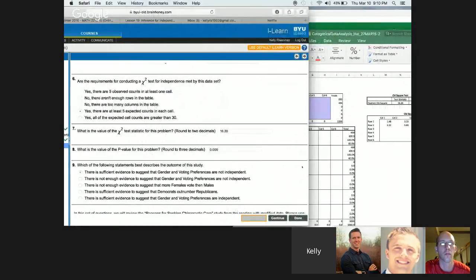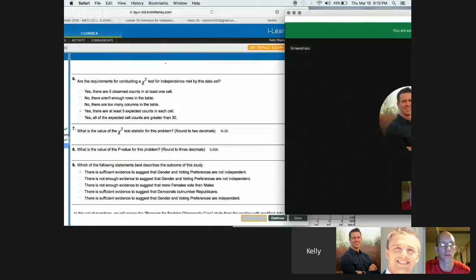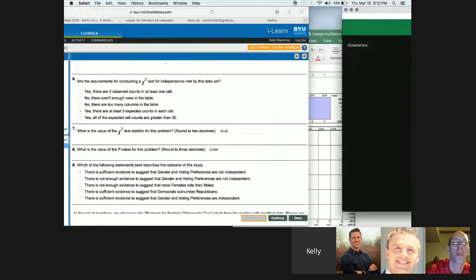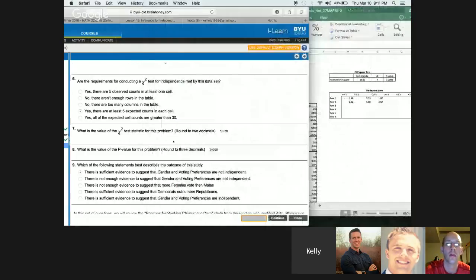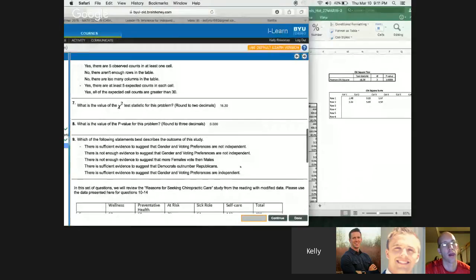What is the value of the test statistic for the problem? I got 16.2. And you just got that from using the spreadsheet? Yeah, 16.20 to two decimal places. And then the p-value is 0.000. You have to have a leading zero though, so you've got to give 0.000. If we were going to 4 decimals, you'd add another zero, but we're just doing 3.